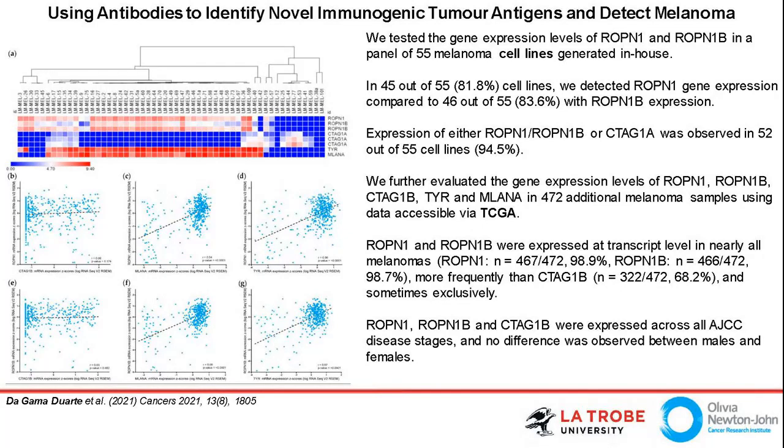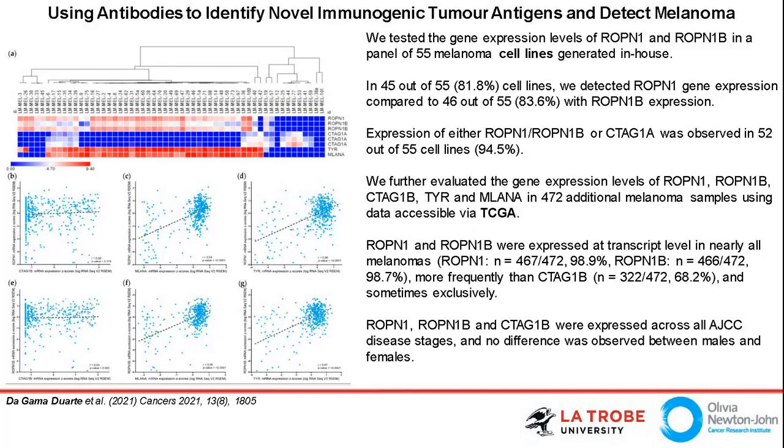So first off, we looked at our cell lines and looked at gene expression levels. And this is where we first saw this novel target, roprin-1 and 1b. And it was actually detected in 82% of cell lines for roprin-1 and in 84% of cell lines for roprin-1b. Now I compared this to CTAG1A, which is also known as NY-ESO-1 in a protein form, which was present in 95% of different cell lines, just because NY-ESO-1 or CTAG1A has been previously used as a cancer vaccine for melanoma.